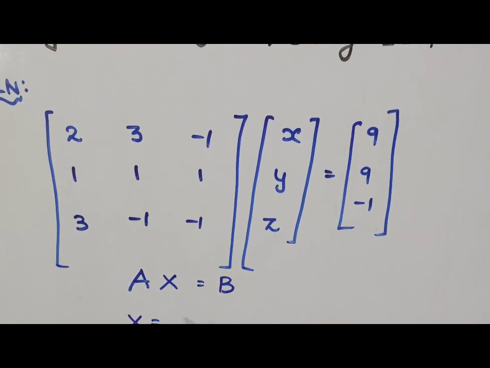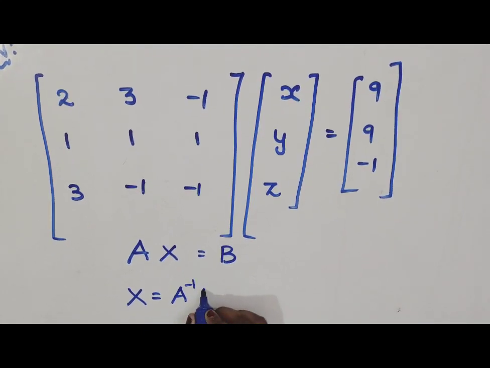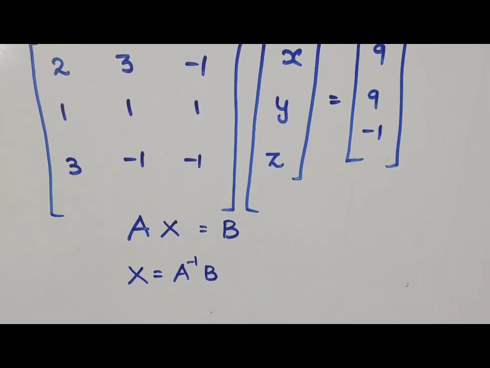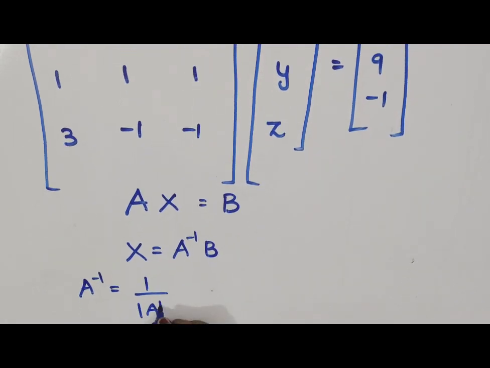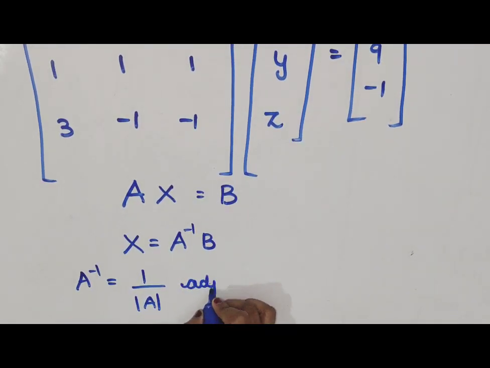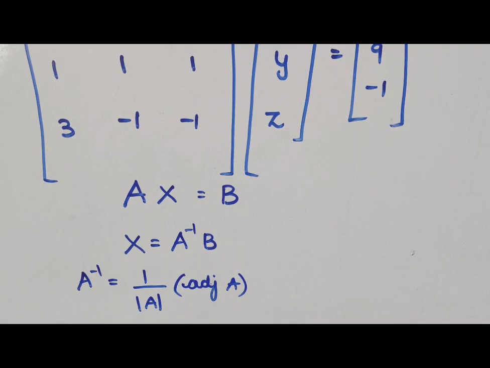So AX equals B. If I take A to the other side, it will become X equals A inverse into B. First we will find the value of A inverse. The formula for finding A inverse is 1 by determinant A into adjoint A. So how to find the determinant?